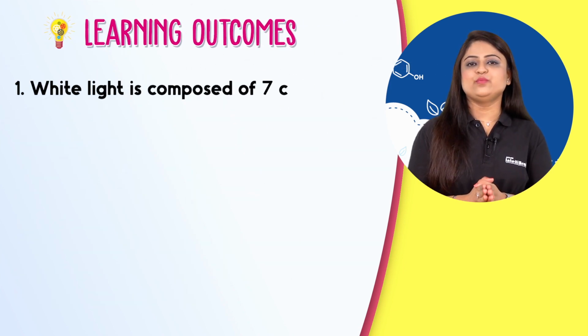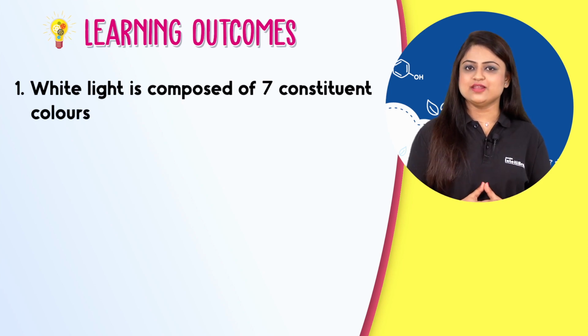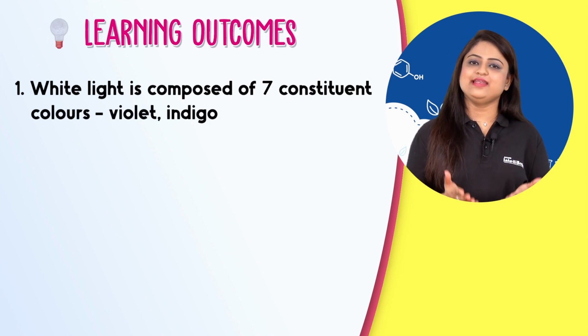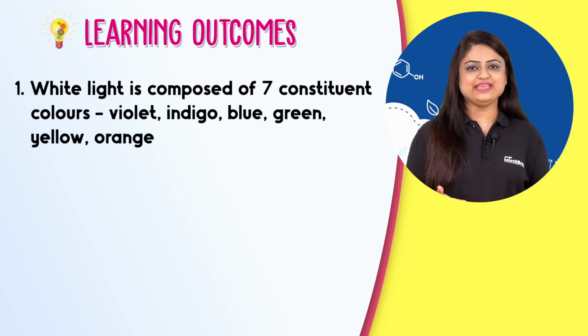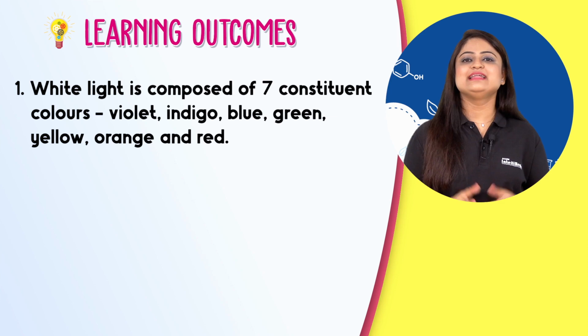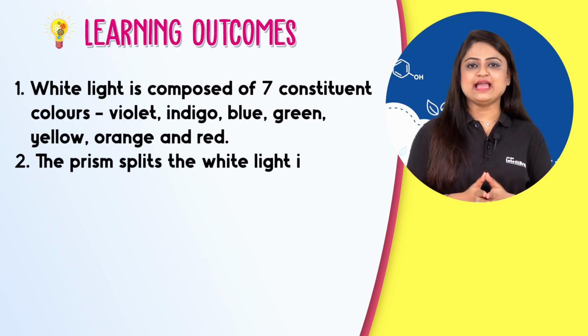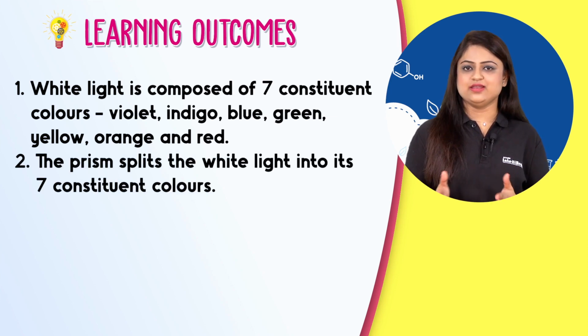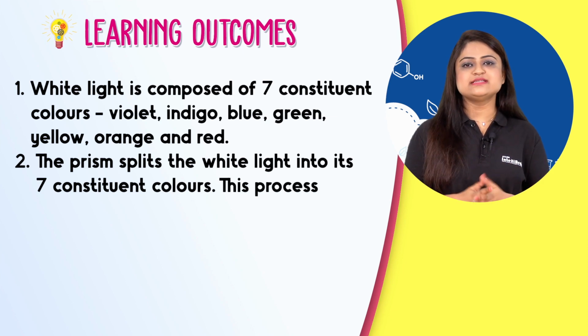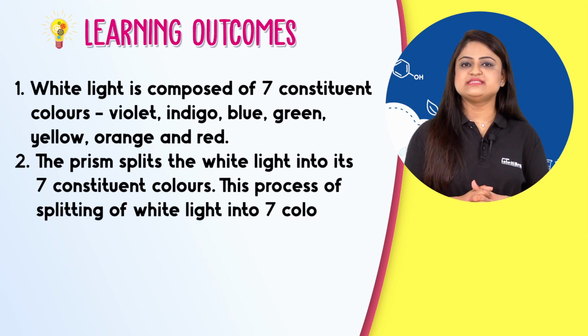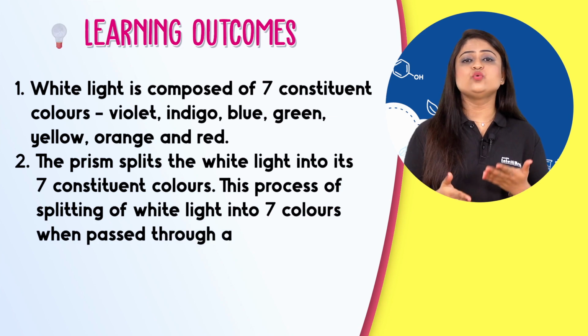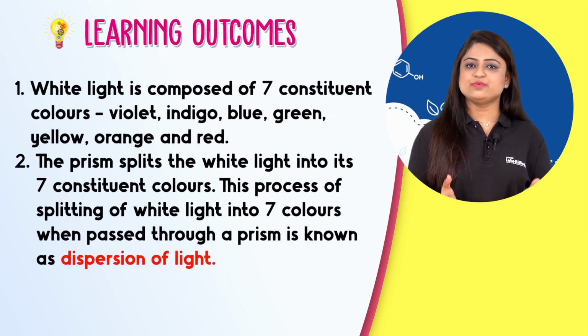White light is composed of 7 constituent colors: violet, indigo, blue, green, yellow, orange and red. The prism splits the white light into its 7 constituent colors. This process of splitting of white light into 7 colors when passed through a prism is known as dispersion of light.